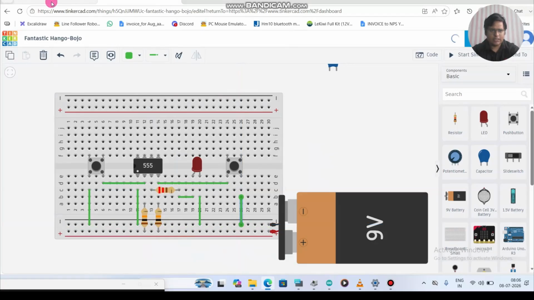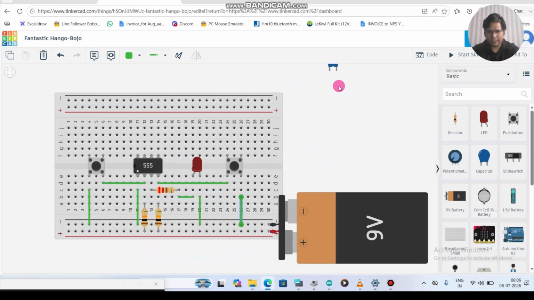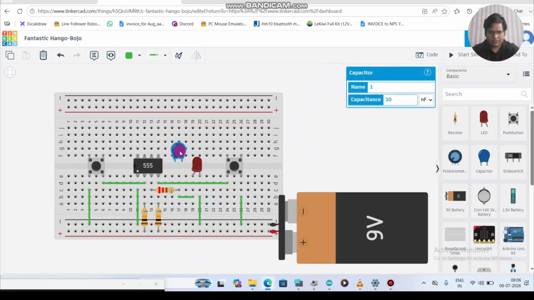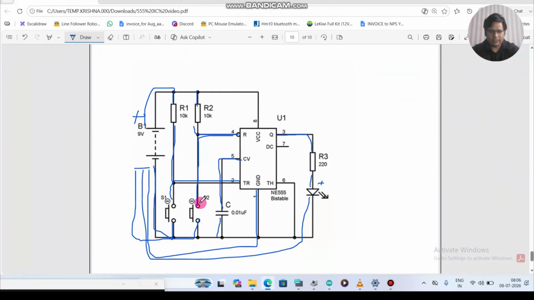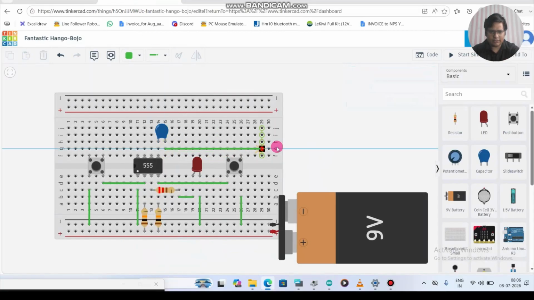This is done. Next, pin number 5, control voltage, connected with a ceramic capacitor of 0.01 microfarad. So I'll take the capacitor. Okay, 5, yeah, and then the other leg of this is going to minus. So let's do that. The other leg of this is going to minus. So I'll connect like this.